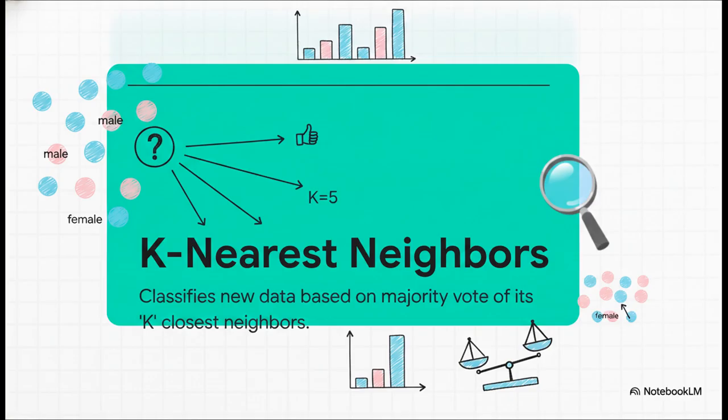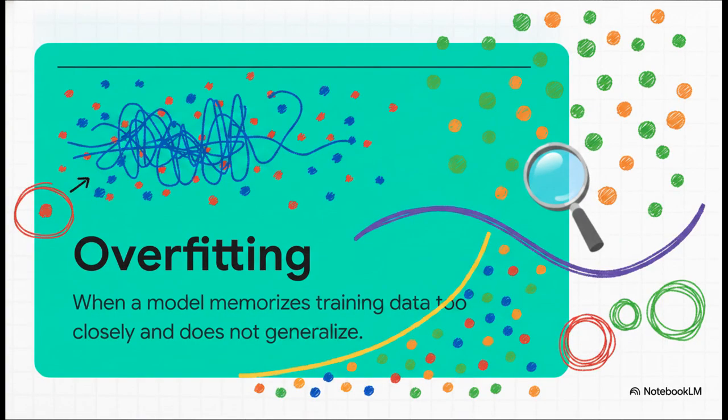Imagine a new person drops into our dataset with a height of 175 centimeters and a weight of 70 kilograms. If we set our k value to 5, the algorithm just looks at the 5 closest people in the dataset. If 3 of those 5 are male and 2 are female, the model uses a simple majority vote and predicts male. It simply says, well, you're most similar to these 5 people, and most of them are male. But of course, there's a catch, and it's all about choosing that k value.